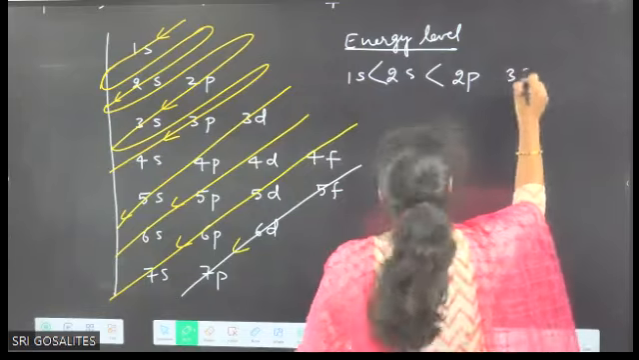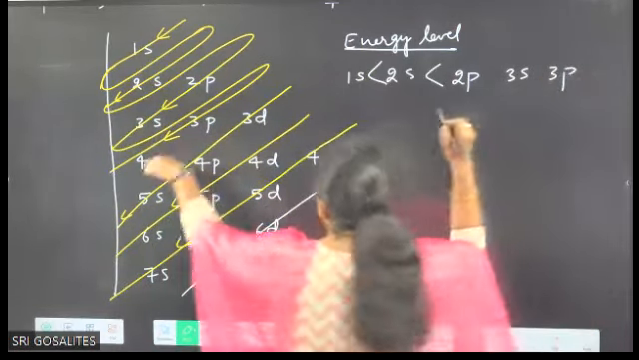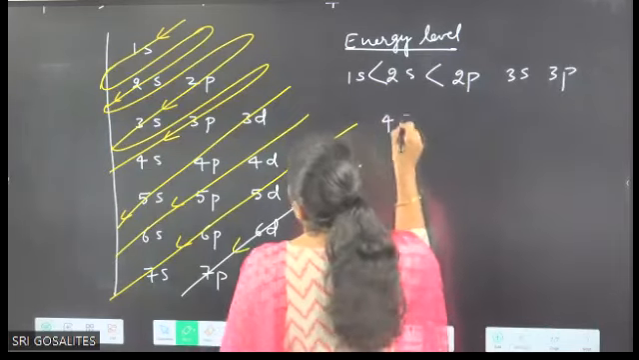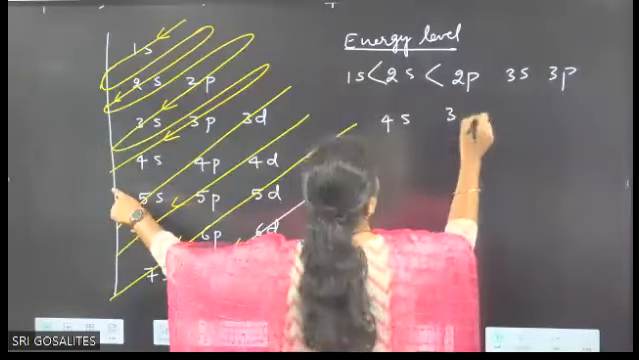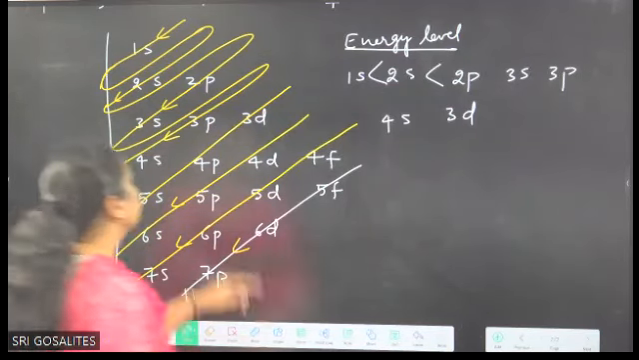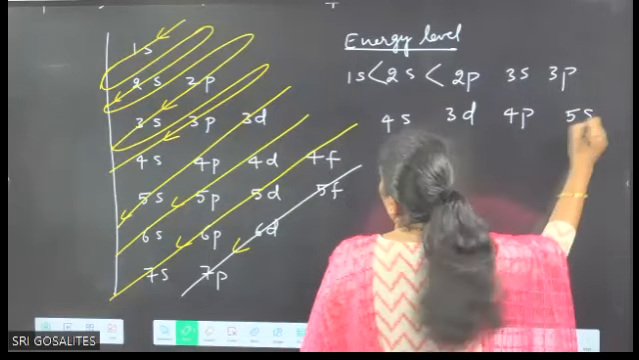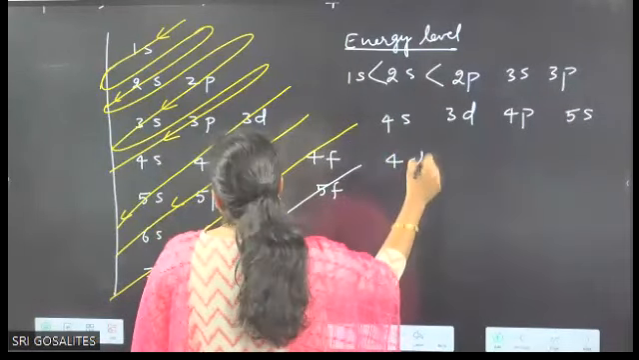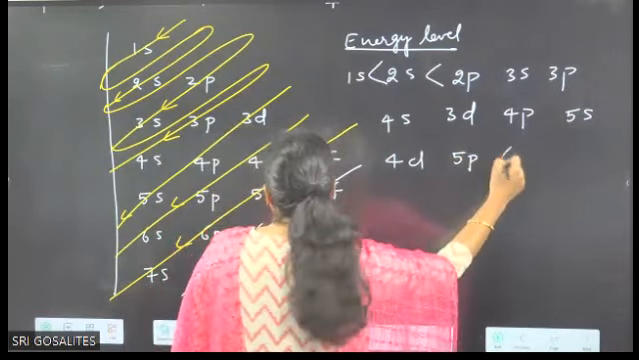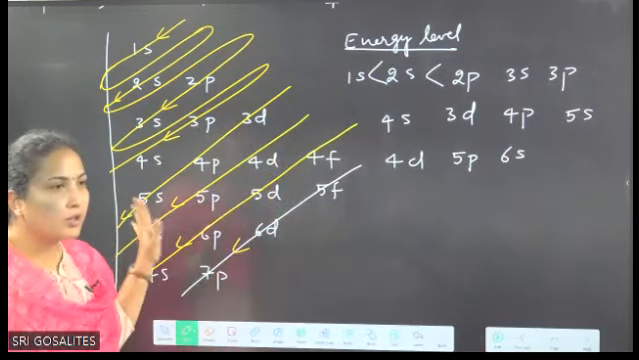It will be 3s. After 3s, it will be 3p. After 3p, 4s. After 4s, 3d. Then after that, 4p. After that, 5s. After that, 4d. After that, 5p. After that, 6s. Basically, I'm just writing whatever is visible on the board here.